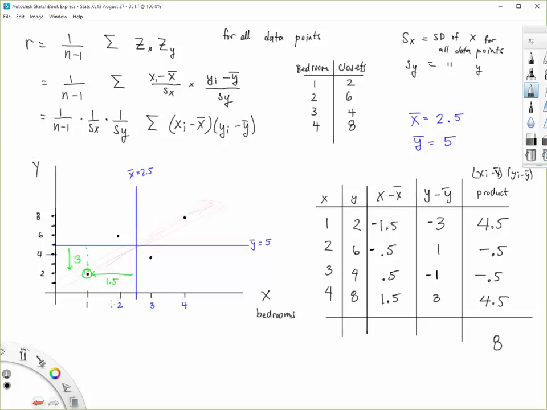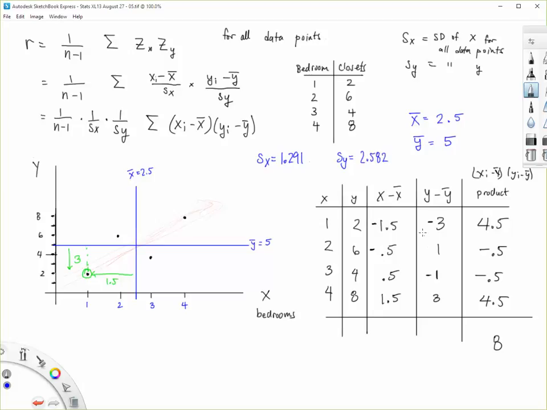If I calculate the standard deviation of x, basically the standard deviation of 1, 2, 3, 4, the standard deviation of x is going to be 1.291, and then the standard deviation of y is going to be the standard deviation of these 4 numbers. That would be 2.582, with a little bit of rounding.